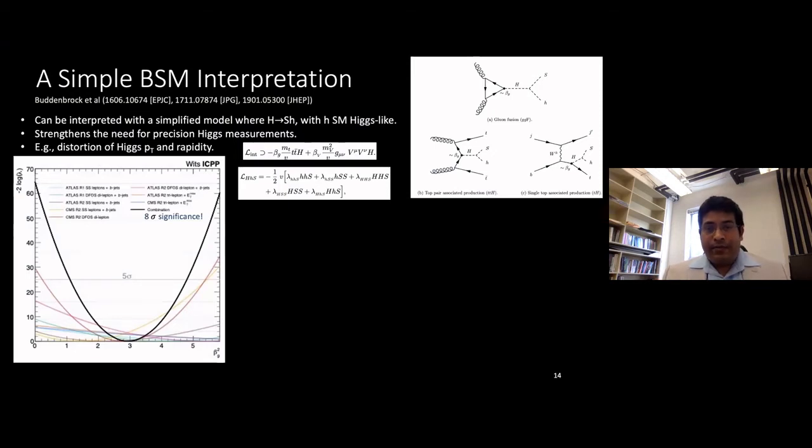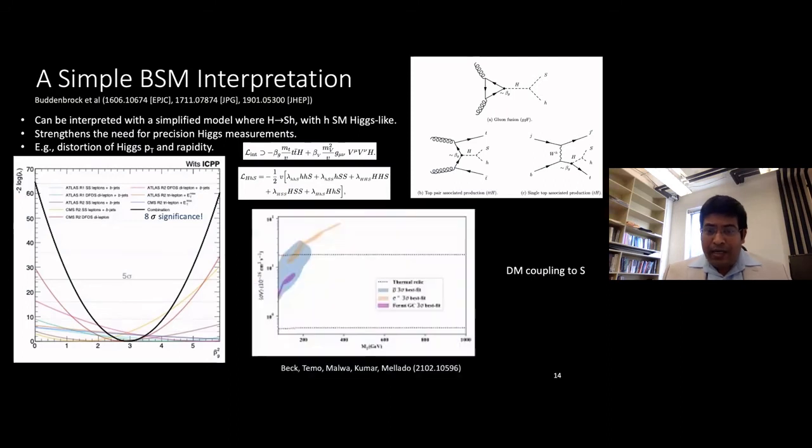So this strengthens the need for precision Higgs measurements in the future. For instance, you can look at the distortion of the Higgs pT or the rapidity, and then maybe one can learn more about these anomalies. And very recently, they also came up with another interesting observation: if you have a dark matter which couples to this scalar S, then you can also fit these other astrophysical anomalies that I was mentioning, in particular the antiproton and positron excess, and also the galactic center excess. Of course there doesn't seem to be a common overlap between these three, but you have to remember that there are some astrophysical issues that one has to be aware of, and just the fact that the best-fit regions are close to each other is already a very interesting thing to me. And this is another nice example of the LHC astrophysics complementarity that's often overlooked by the community.